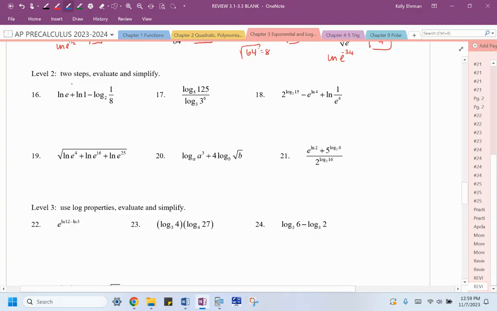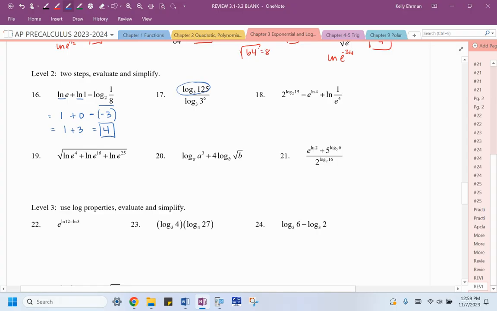Level 2 questions might take 2 steps. Evaluate first and then simplify. So evaluate each of these terms first and then combine the terms. So natural log of e is 1. E to what power is e? Natural log of 1 is 0. E to what power is 1? 0. 2 to what power is 1/8? So we've got minus negative 3. 2 to the negative 3rd is 1/8. So 1 plus 0 plus 3 is 4. So 2-step problems, meaning maybe you write out more than 2 steps, I don't know, but evaluate each term and simplify.